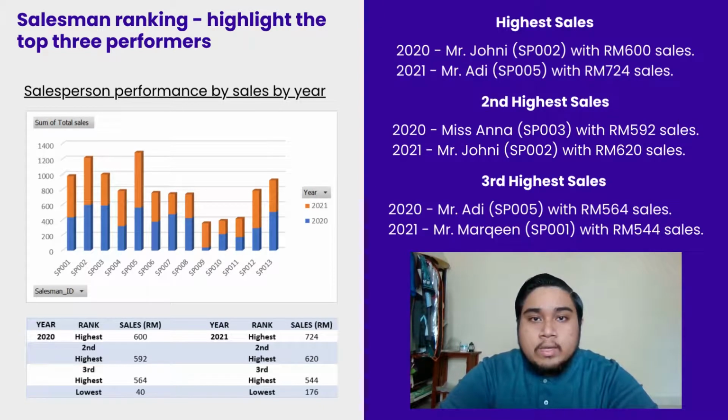Okay, the second highest sales in 2020 is Miss Anna with RM 592 sales. In 2021 is Mr. Johnny with RM 620 sales. And the third highest sales in 2020 is Mr. Adi with RM 564 sales. And in 2021 is Mr. Markin with RM 544 sales.